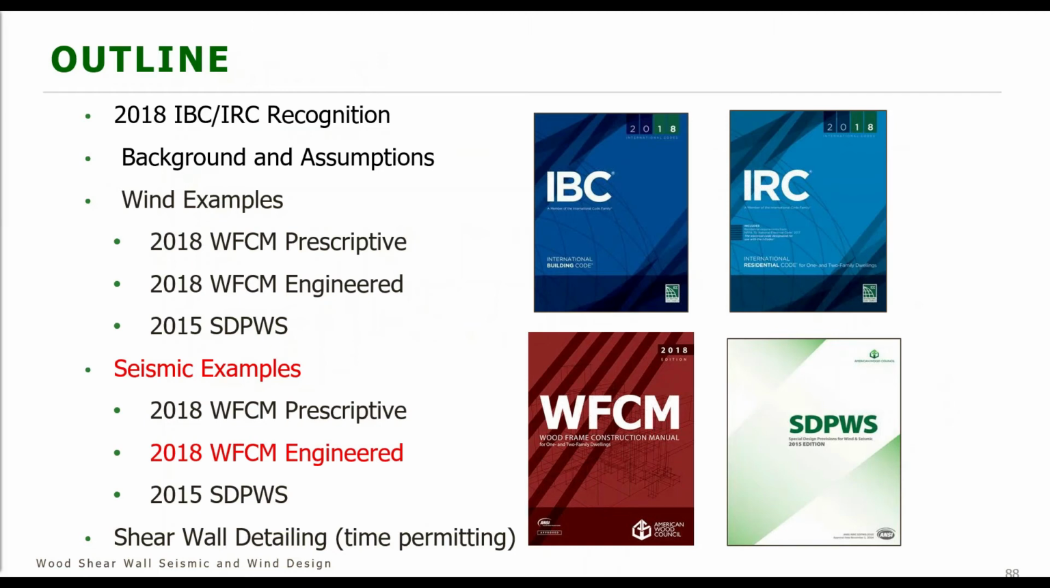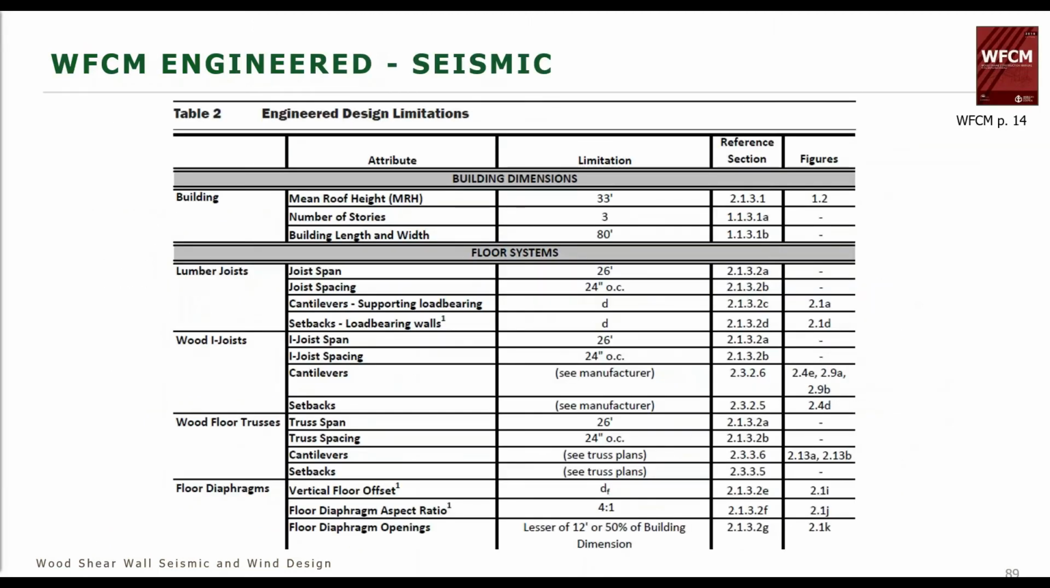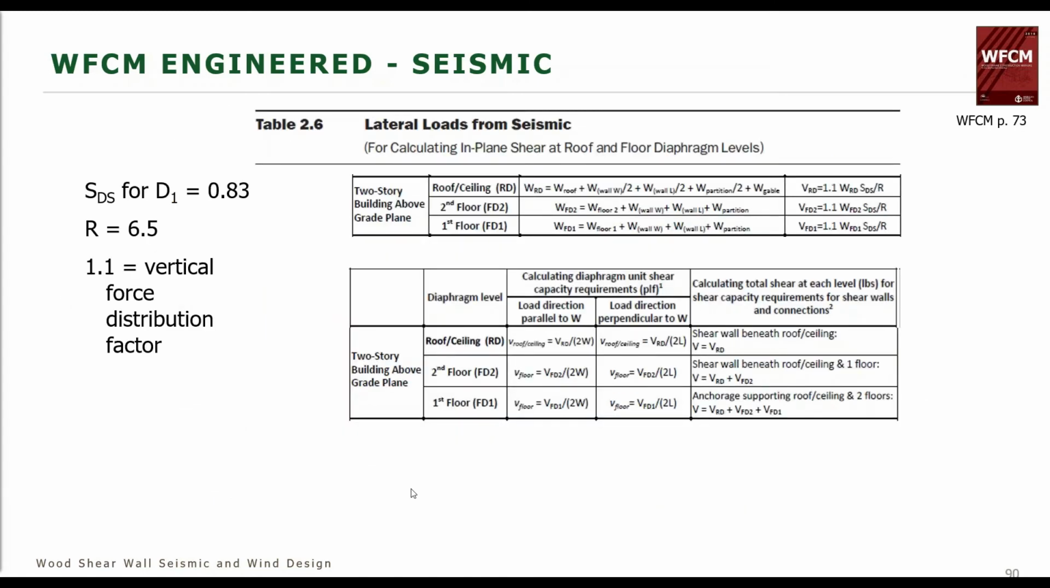Okay, now we'll look at the engineered approach using the Wood Frame Construction Manual. In the engineered approach, we have our engineered design limitations, which Lori went over, and we meet all that criteria. And then here is where we determine what our lateral loads are. So we know seismic load is based on the dead load of the building. And here we come up with our actual dead load for the actual building that we are designing.